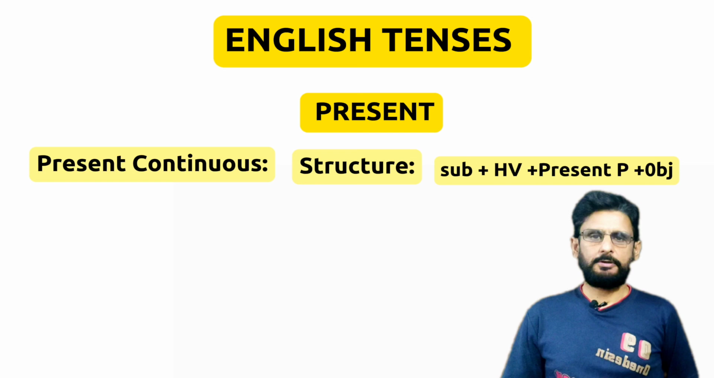For example, he is reading the book, right? He is the subject, is the helping verb, reading is the present participle form of the verb, ing form of the verb, the book is the object. So it has basic ingredients of present continuous tense. So this is the example of present continuous tense.